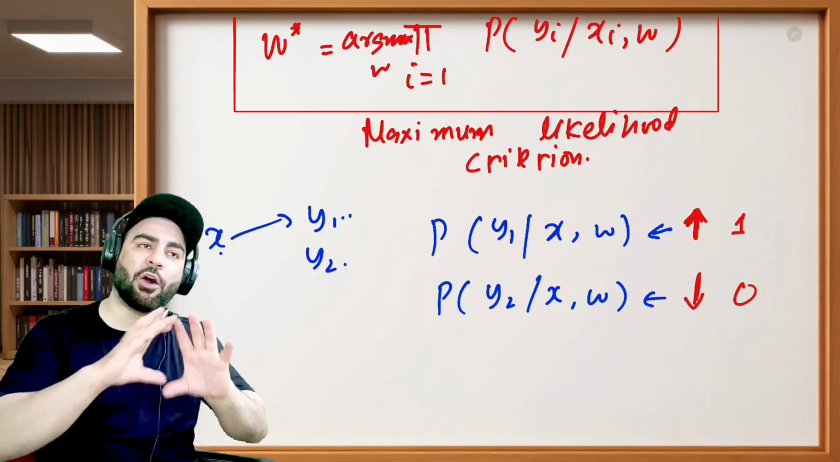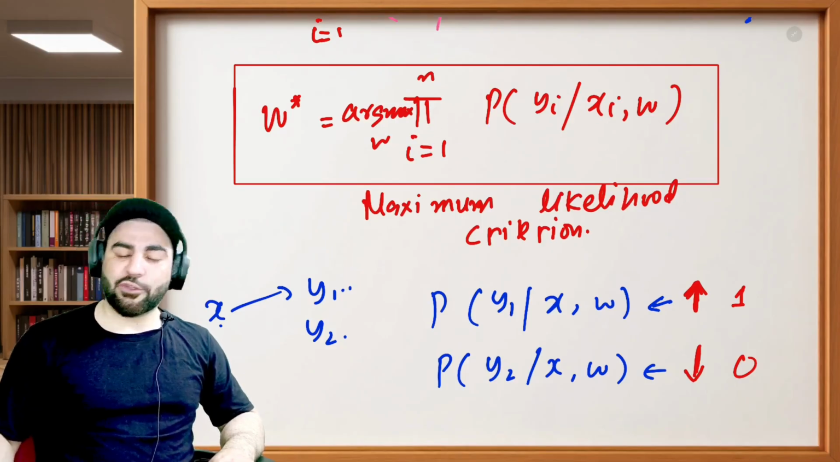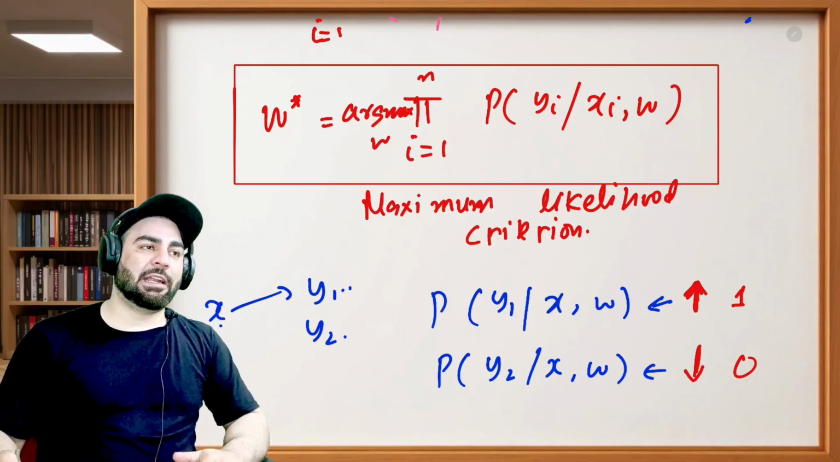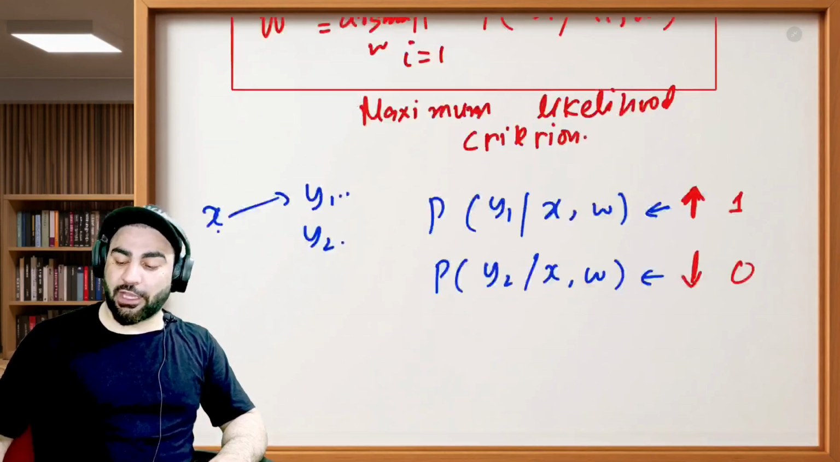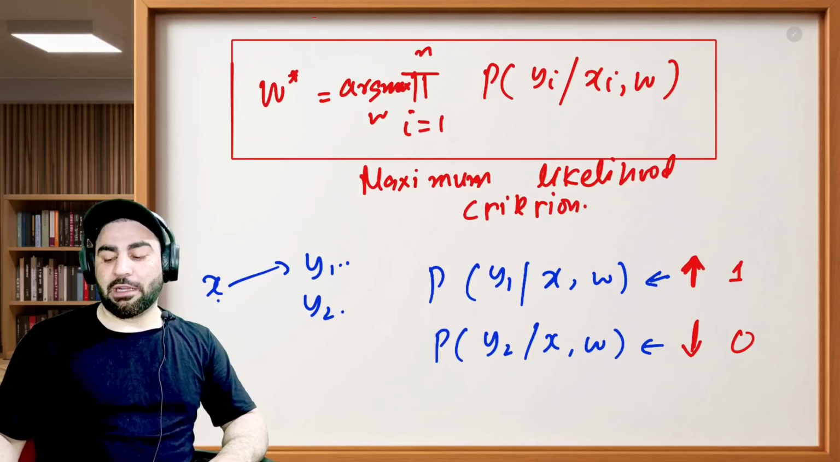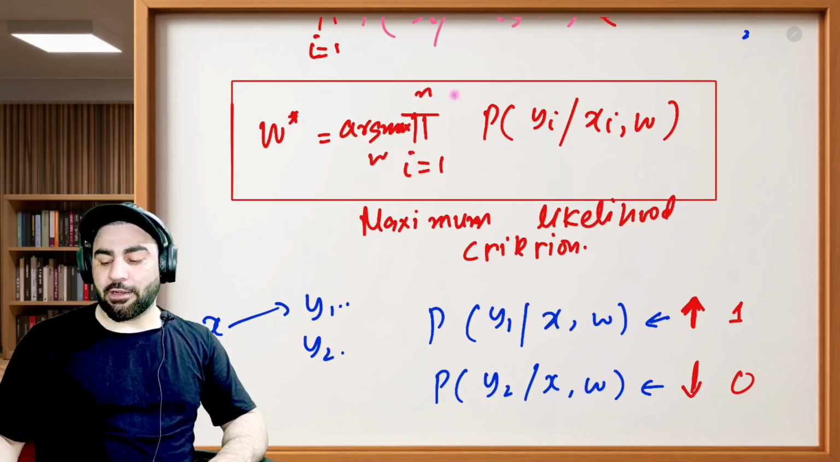And if we multiply all these probabilities together, you will get the probability of yi given xi and w. If you take all the points, because we're assuming that these data points are identically distributed and independent, we can use the independence. If you multiply these together, you want to maximize this. You want to find such a w which will maximize this number.